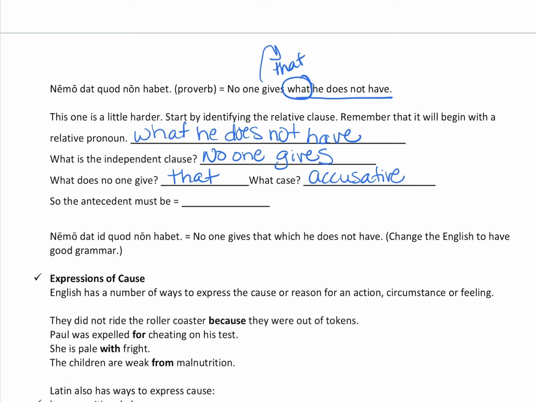And for the accusative, we're going to use qui, quae, quod, right? The accusative is quod. So the antecedent, I need to fill it in the right place for you. The antecedent, I'm going to put it down here for you. Sorry about that. The antecedent is id. So, nemo dat id quod non habet. No one gives that which he does not have. So change the English to have good grammar: no one gives what he does not have.